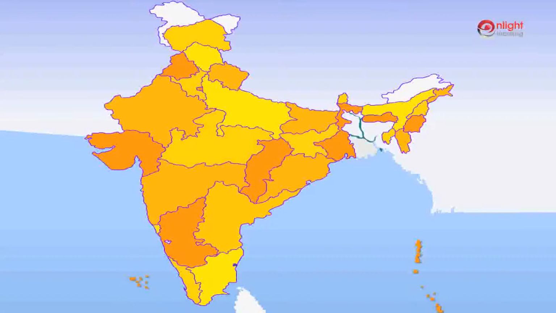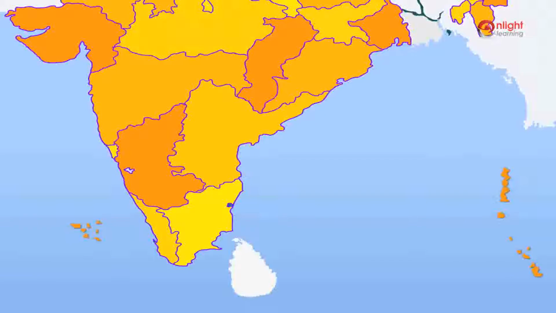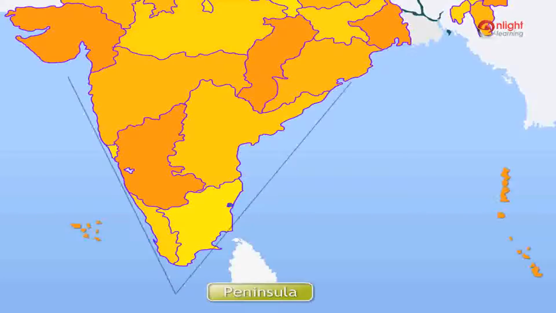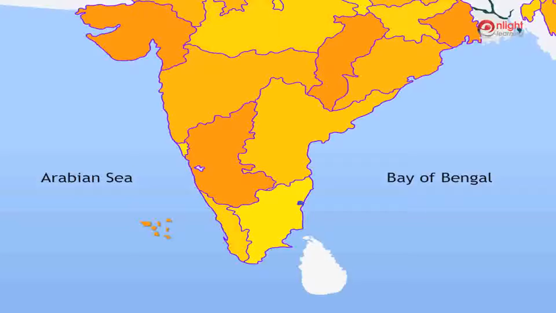Let us now look at Peninsula and Islands. If you were to look at the Deccan Plateau from far away, you will find that this piece of land is shaped like a cone and is surrounded by water on three sides. Such a piece of land that is surrounded by water on three sides is known as a peninsula. To the east of the Indian Peninsula is the Bay of Bengal. To the west is the Arabian Sea and to the south is the Indian Ocean.